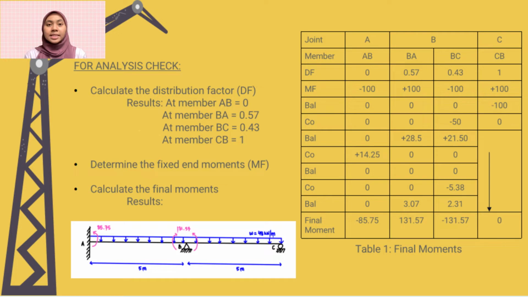This step is similar in calculating fixed end moment for CD and BC. Next, we need to calculate the final moment for members AB, BA, BC and CB. We calculate for 3 times at maximum, which ends at the third balance. As we already know the distribution factor and fixed end moment value, we can calculate the final moment. As the result, we get the final moment for AB, BA, BC and CB as shown.